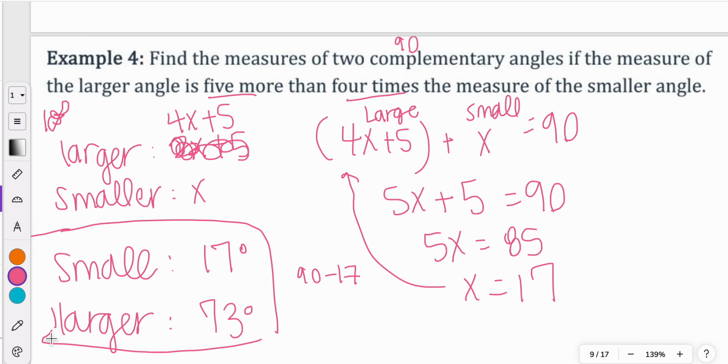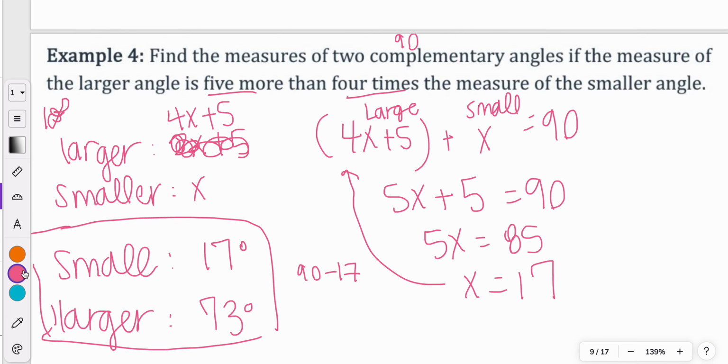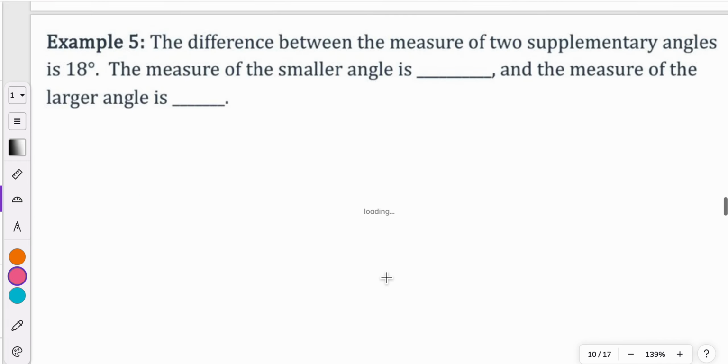Okay, how'd you do? The last one, maybe see if you can try this one on your own. The difference between the measure of two supplementary angles is 18 degrees. The measure of the smaller angle is blank, and the larger angle is blank. Go ahead and pause it here. See if you can try that on your own, and when you're ready, click play.